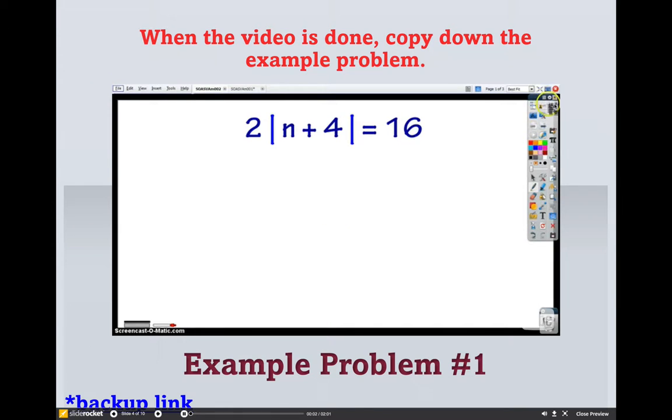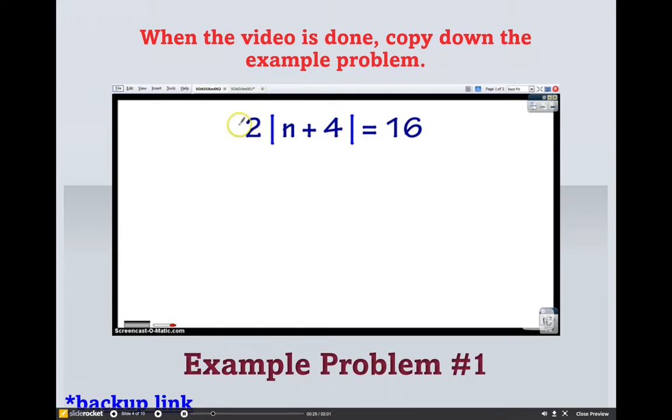Alright, so let's take a look at this next example. Here we've got the equation 2 times the absolute value of n plus 4 equals 16. And just like the other examples we did prior to this, what we want to do here is first isolate the absolute value part of the problem. This 2 on the outside is too much at once that we want to think about. So we want to undo that first.